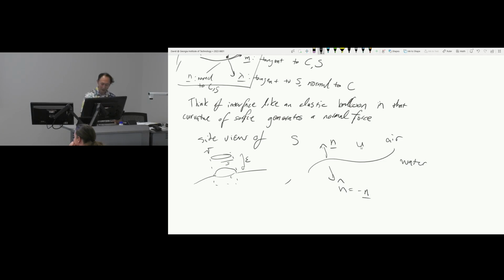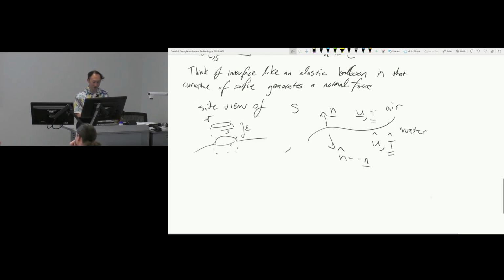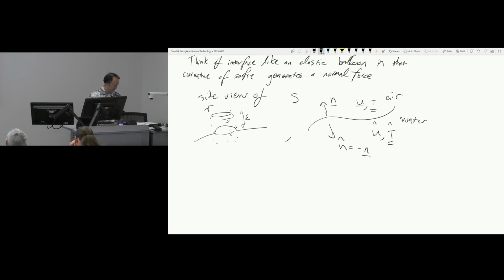And in the air side, you have the velocity U and T, where T contains the information about the stress tensor. And in the water side, you have U hat and T hat. And because the velocities could be different in each phase, and they could have different viscosities, which tells you the stress, these have different symbols.